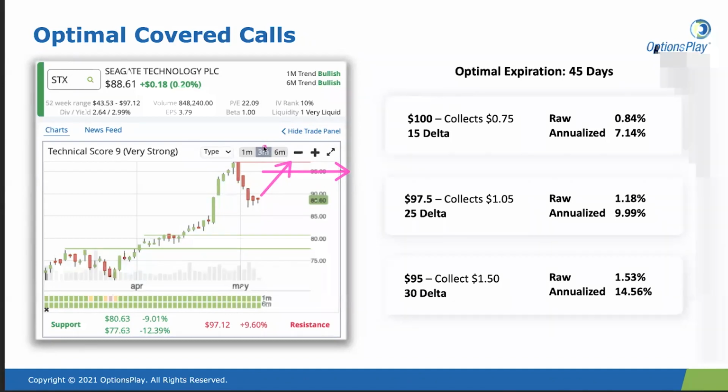The 97.5 with the 25 delta means that there's only a 25% chance that the stock will be above 97.5. And the 100 has a 15 delta, letting you know that there's only a 15% chance that the stock will be above $100. Basically, the further away you go, the lower the delta, because the lower the chance that the stock's going to be above that price by expiration.